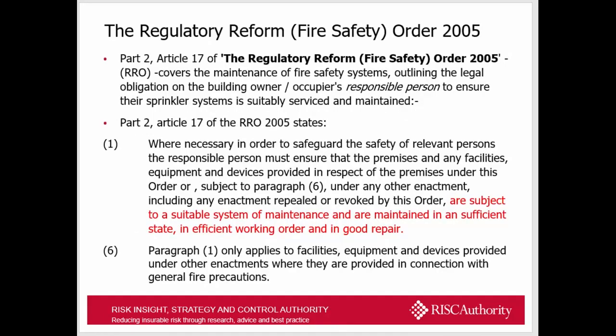So the Regulatory Reform Act, or known as the Fire Safety Order. Unfortunately, I'm not going to discuss this all the way through with you, but as what I've shown on the screen there, highlighted is the main wording associated with maintenance. So basically what the Fire Safety Order actually says in Part 2, Article 17, is that if you have a fixed firefighting system on the premises, it is subject to a suitable system of maintenance, and it's maintained in an efficient state, in efficient working order and in good repair. And that's a legal requirement. So if you have a sprinkler system on your premises, it should be serviced and maintained.